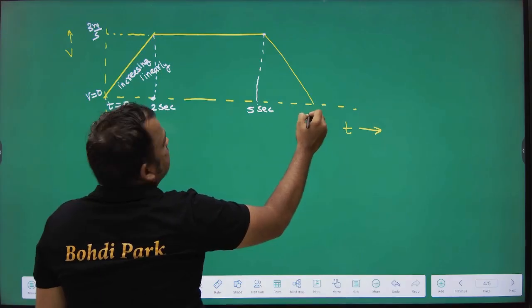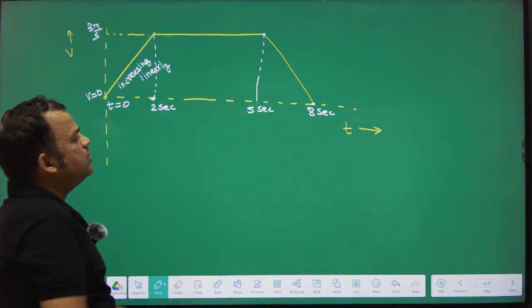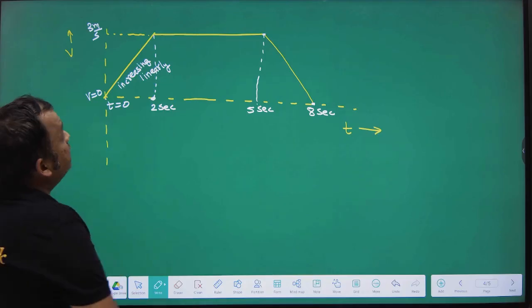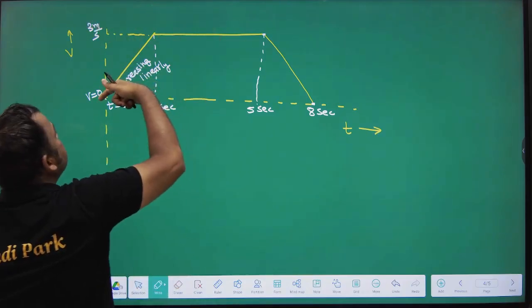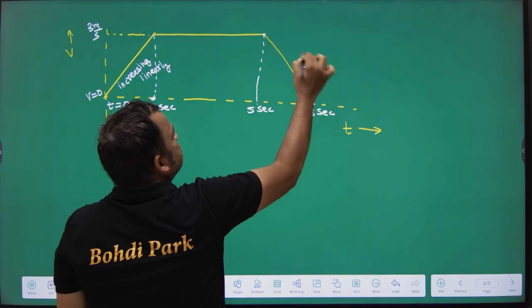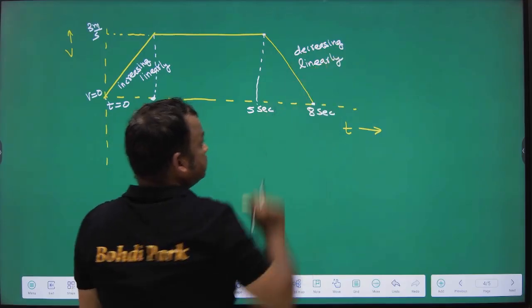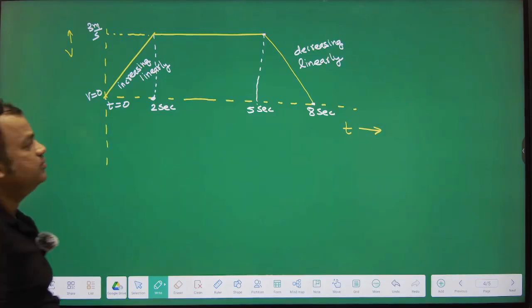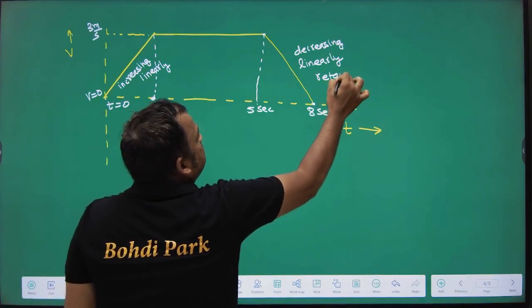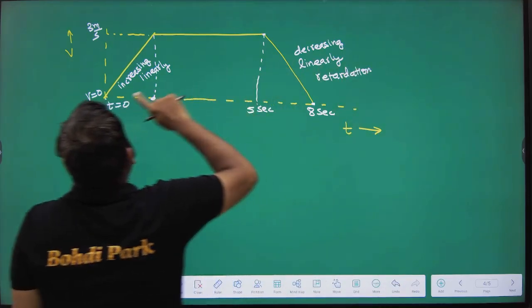And let's take at 8 second velocity becomes 0. So 5 second to 8 second, the velocity is decreasing from 3 meter per second to 0. This is also a straight line. So we call it linearly decreasing or decreasing linearly. This is retardation. So 5 second to 8 second, it is retardation. So basically we are applying brakes, and this is acceleration.